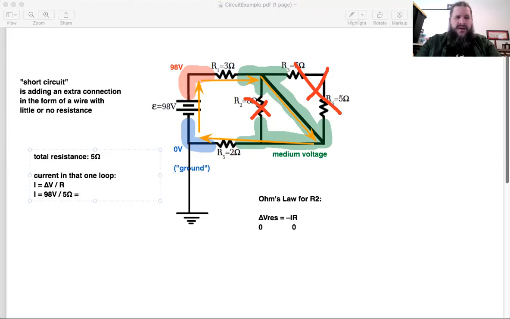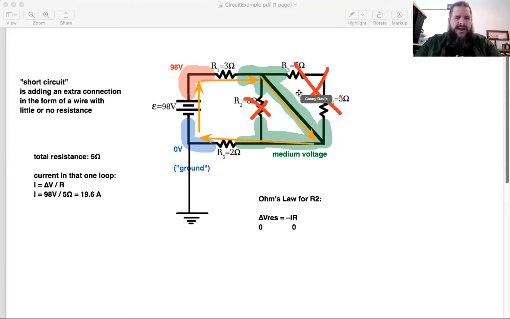So 98 over 5 would be, is that 19 point something? 19.2? Does that look right? 19.6, right? Yeah, 19.6 is correct. Okay, so that's the new current. This loop is getting 19.6 amps of current, which is way more than it was getting earlier.